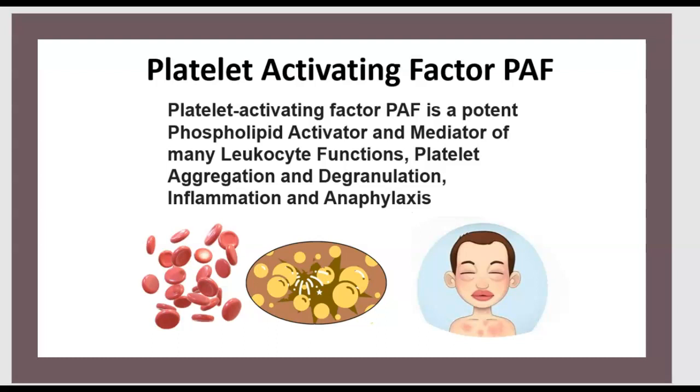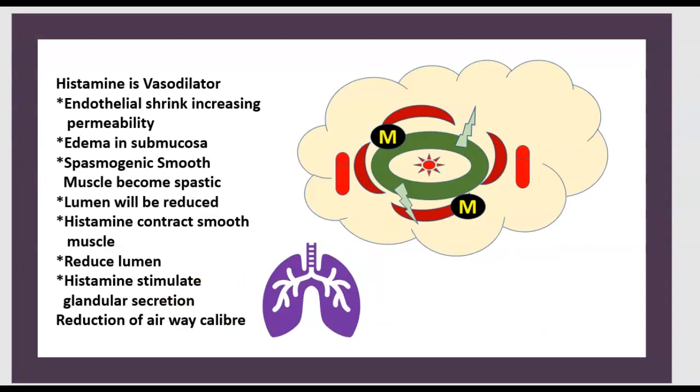degranulation, inflammation, and anaphylaxis. Histamine is vasodilator, endothelial shrink increase permeability, edema in submucosa, spasmogenic smooth muscle becomes spastic, lumen will be reduced. Histamine contracts smooth muscle, reduce lumen, histamine stimulates glandular secretion. The result is the reduction of airway caliber.